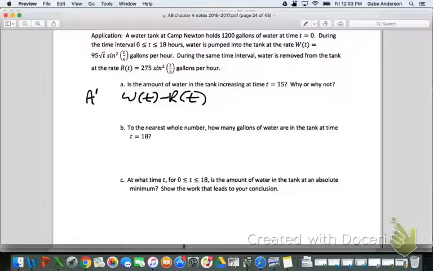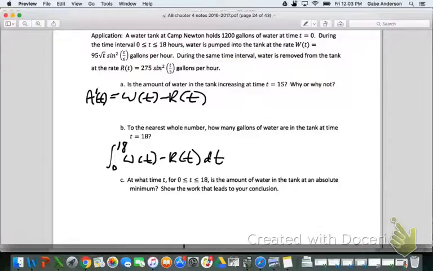Then we used that A prime of t to decide whether the amount of water was increasing or not. And then in part B, what was the big technique that we used to help us answer that question? We did a definite integral. So we said the integral from 0 to 18 of W of t minus R of t dt. That was part of it.